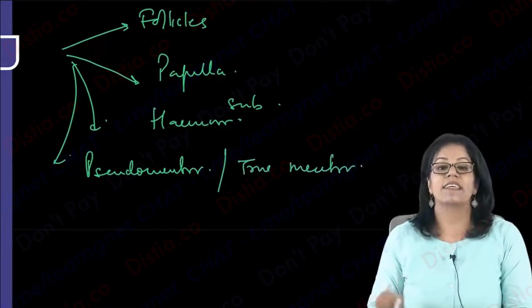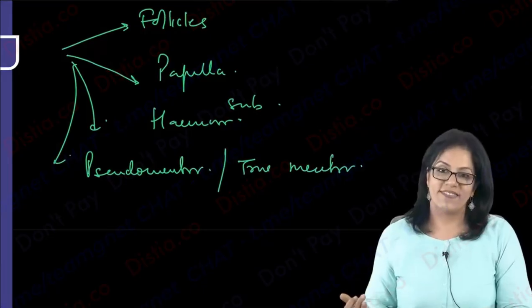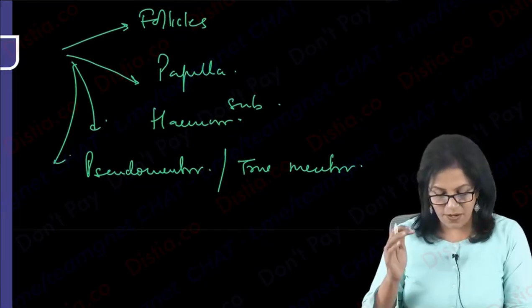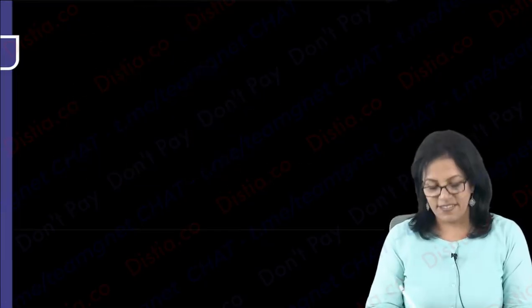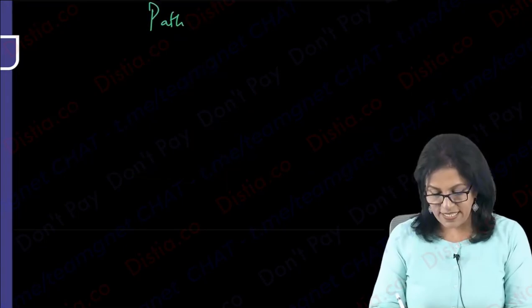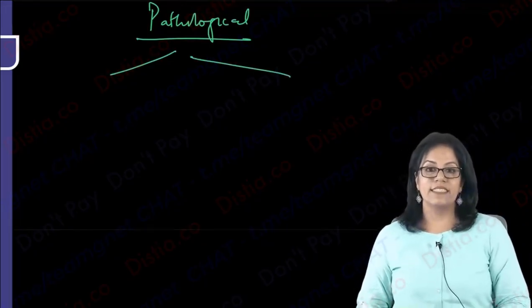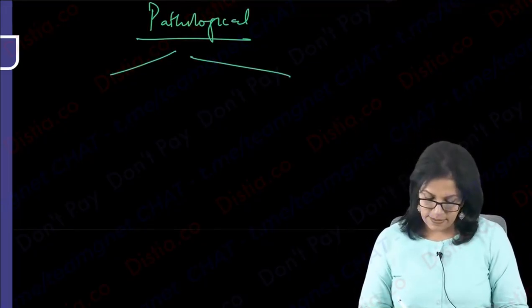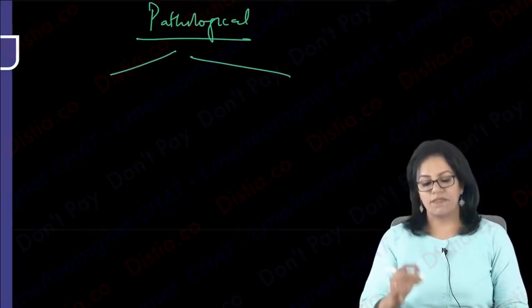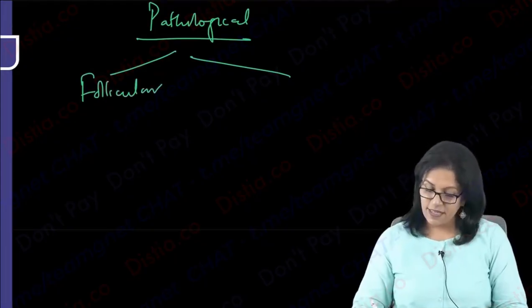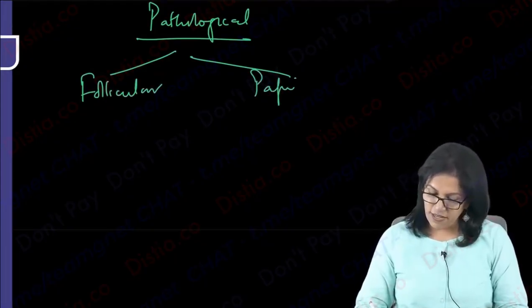These are the different signs I can see according to the type of conjunctivitis. Okay, so once we know what we can see, now we talk about whenever there is a conjunctivitis, pathologically you can divide the reactions into two types. You can classify it as either a follicular reaction or a papillary reaction. Now what are these?